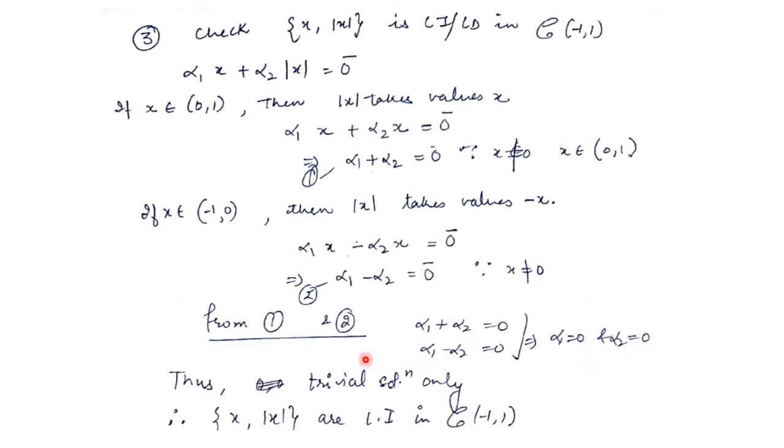So 0, 0 is the only solution such that this equation holds. Therefore, this set is linearly independent. Now just see, in this case this interval is very important. If rather than having minus 1 to 1, this interval is 1 to 4 or any positive interval only, then this type of equation is not formed.